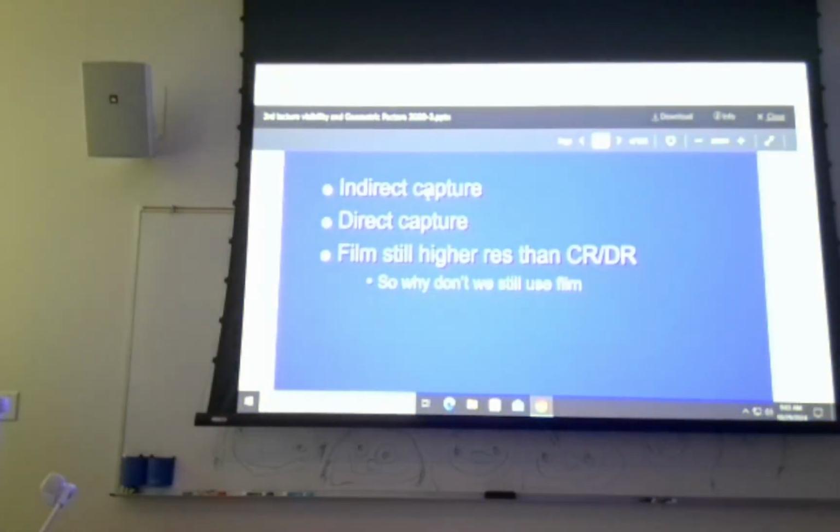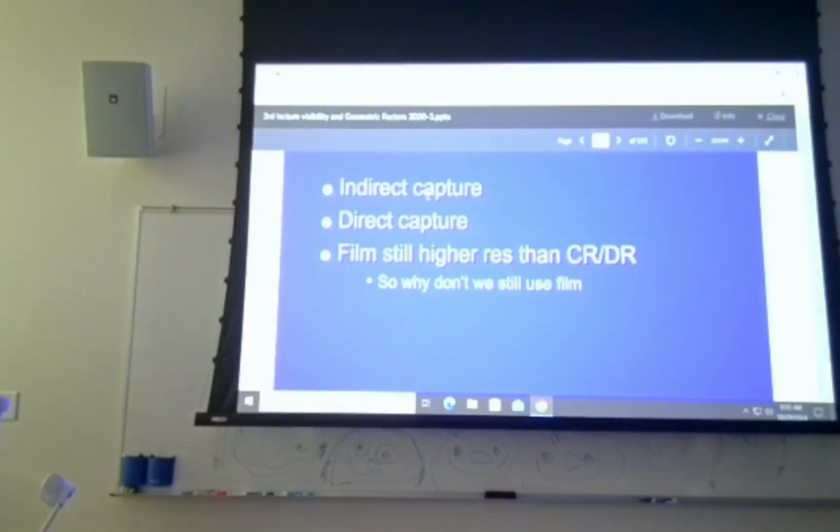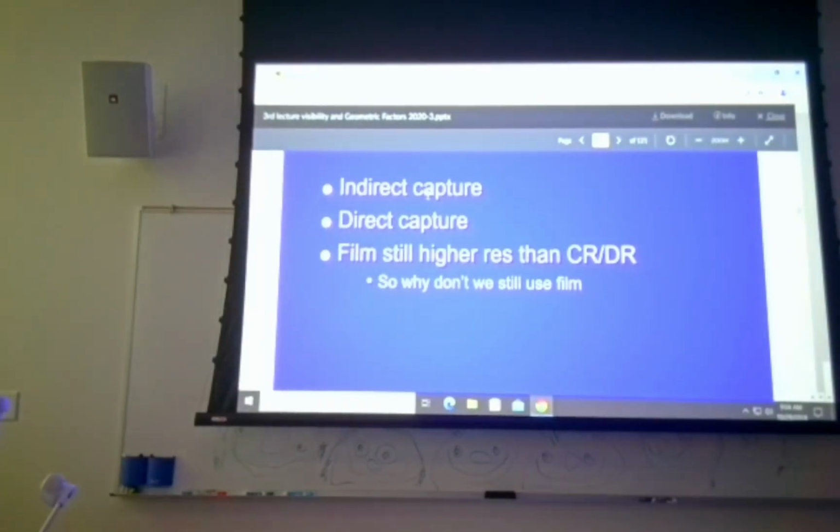So in our digital imaging systems, we have indirect capture and direct capture. As far as resolution goes, CR and DR is still subpar in relationship to screens and films. So the question then becomes, why is it that we still use them? Why don't we still use screens and films, when the spatial resolution is better than film? That is basically because of contrast resolution, which they refer to in the digital world as dynamic range. Dynamic range in CR and DR is much better.